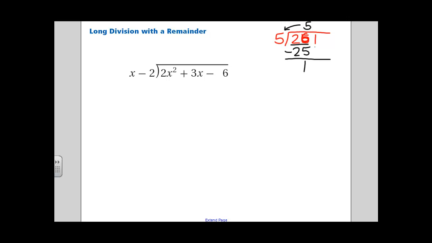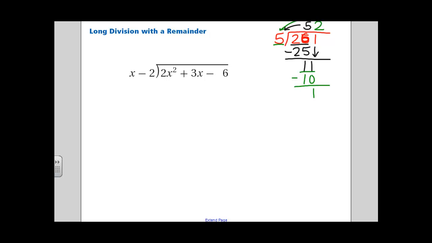So then we have to bring down the 1 from up above, and now we ask ourselves all over again, how many times can 5 go into 11? And 5 goes into 11 twice. So we do 2 times 5, and it gives us 10. And we subtract again to see what's left over.